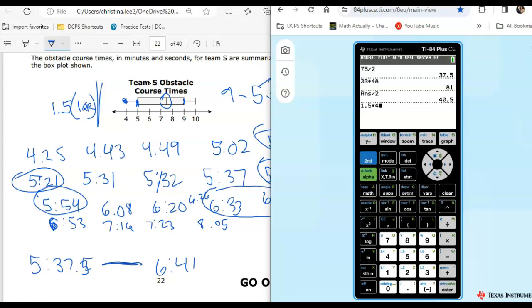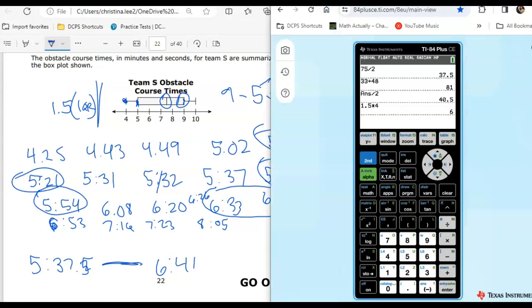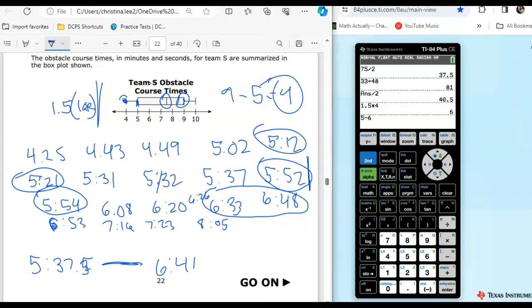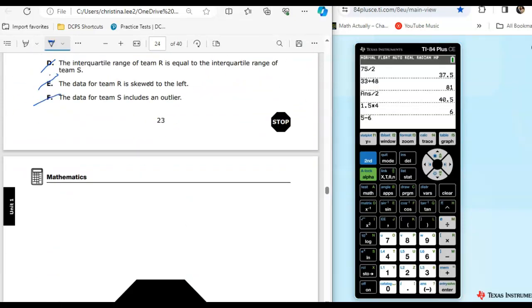1.5 times 4 is 6. So 9 is our third quartile. If I add 9 plus 6, I get 15. So anything above 15 would be an outlier. That means that 10 is not an outlier. And then below that would be 5 minus 6, which would bring us into the negative actually. So 4 is definitely not an outlier. So there are no outliers in this.